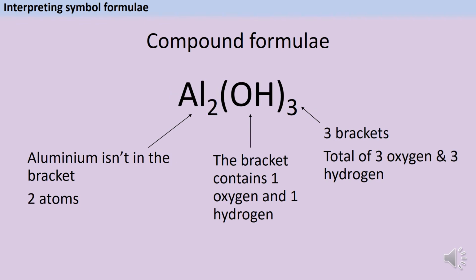Here's another similar example, aluminium hydroxide. So what this symbol formula tells me is that I have 1 atom of aluminium and then 3 atoms of oxygen and 3 atoms of hydrogen, because that hydroxide bracket, that OH, is happening 3 times.